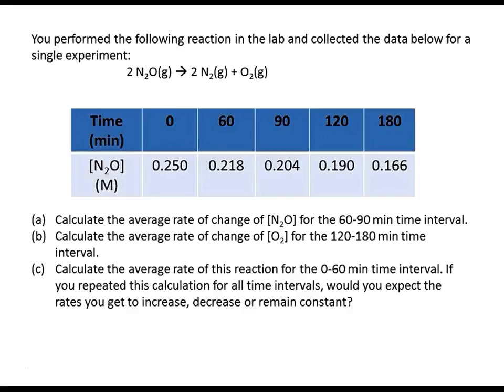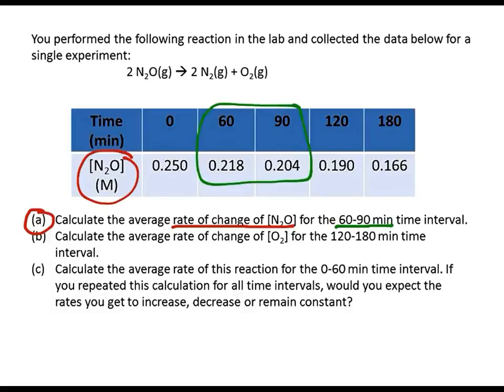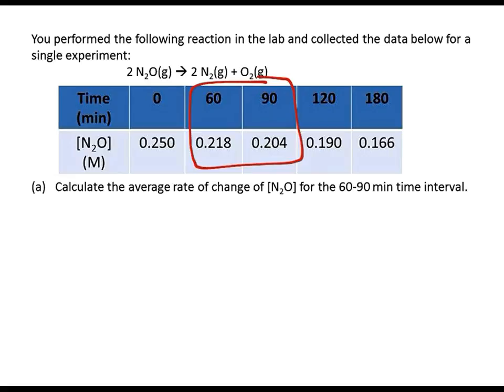One thing that you should probably get used to is the terminology. Okay, so average rate of change. Remember, it's an average rate, so we're just using time intervals. And it's asking for N2O, which is what the data table is describing. And it's the 60 to 90 minute time interval, so those are the two data points we care about. So average rate of change really just means delta N2O over delta T.